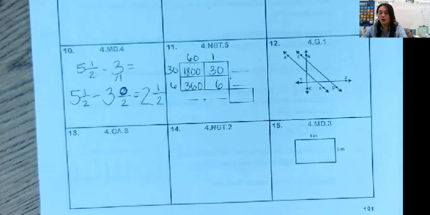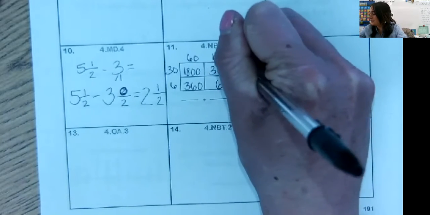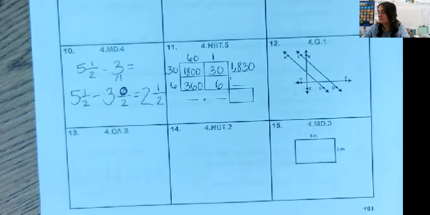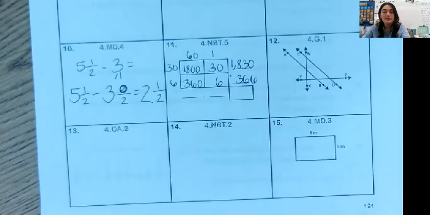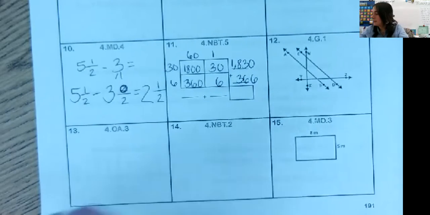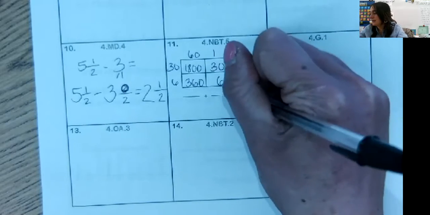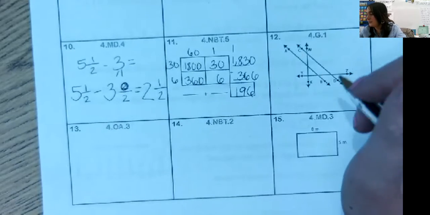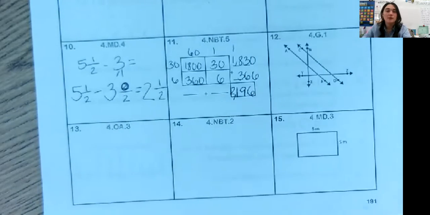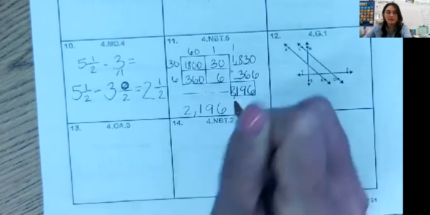So I'm going to add across. I have 1,830. Then I have 360 plus 6, 366. 0 plus 6 is 6. 3 plus 6, 9. 8 plus 3, 11. And 1 plus 1 is 2. 2,196 is our answer.